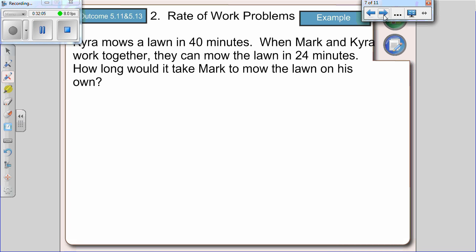These are hard. So these are rate of work problems. I like the other one better because it's easier to visualize, but we'll do this one first. Kyra can mow a lawn in 40 minutes. When Mark and Kyra work together, they can mow the same lawn in 24 minutes. How long would it take Mark to mow the lawn by himself?